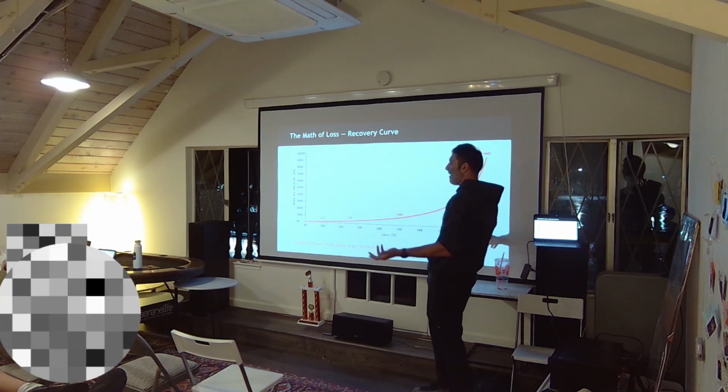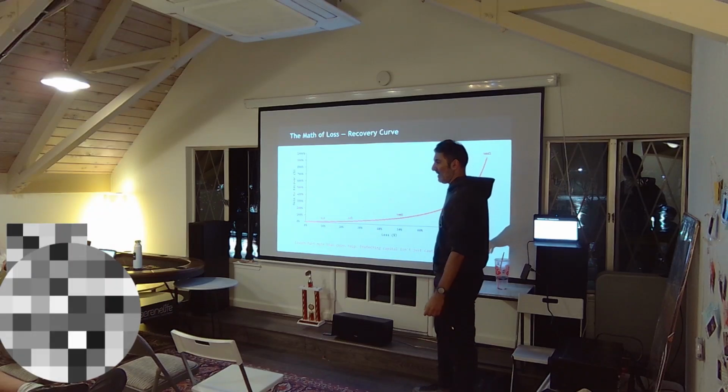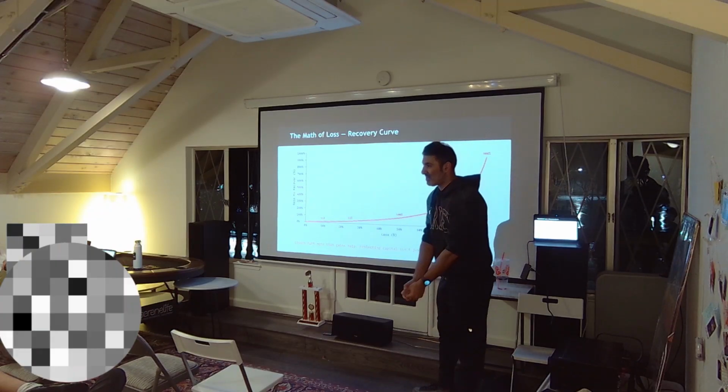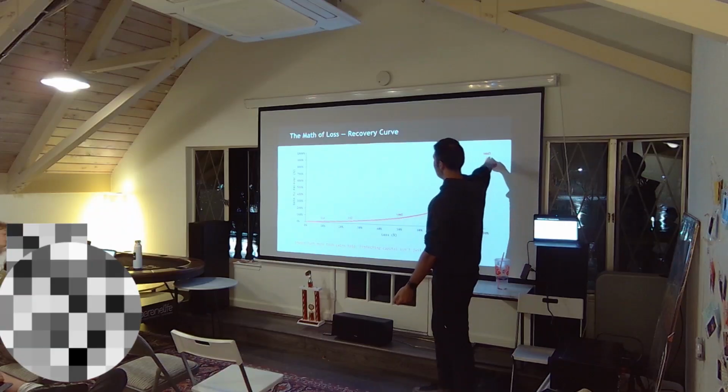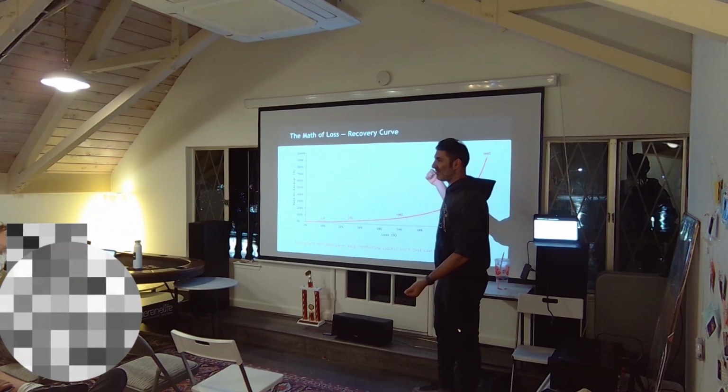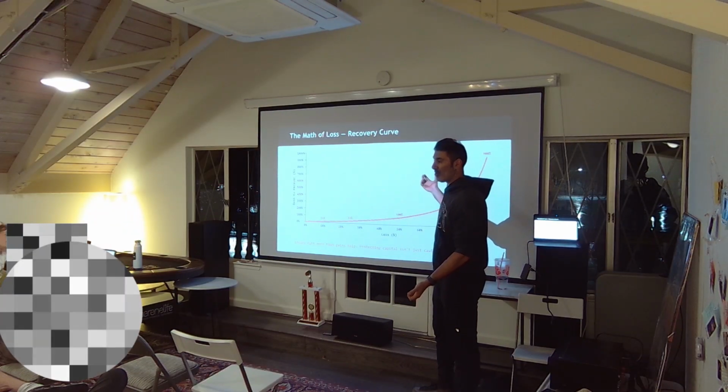Well, this one's obvious, right? You lose 90% of your money. You go from $100 down to $10. Well, you've got to make 900% to get back to even, right? You have to make 10 times your money.